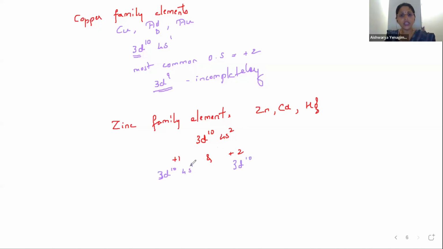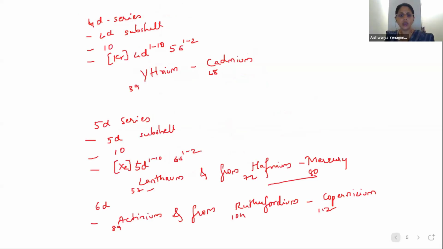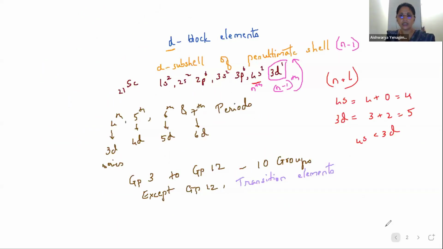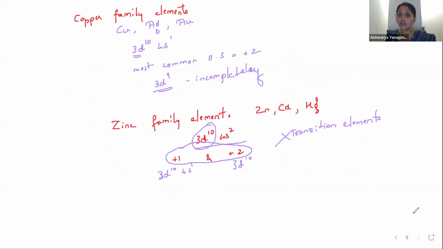Correct? So even in their atomic state, the d orbital is completely filled. In their most common oxidation states also, the d orbital is completely filled. Therefore, zinc family elements are not called transition elements. They are d block elements, but they are not called transition elements. Please remember this. I had told you when we were talking about d block elements, except group 12, all the elements of d block are called transition. Why is group 12 not called transition?